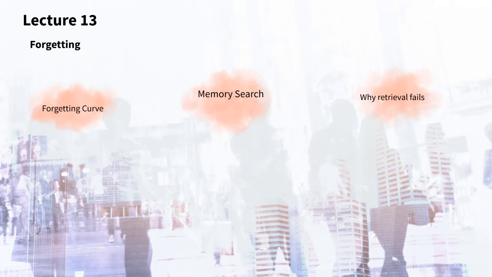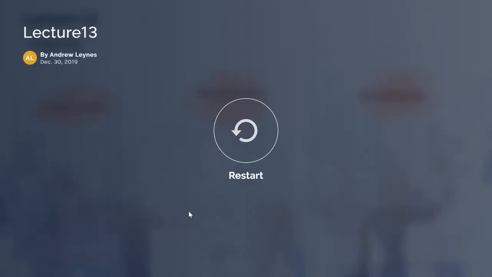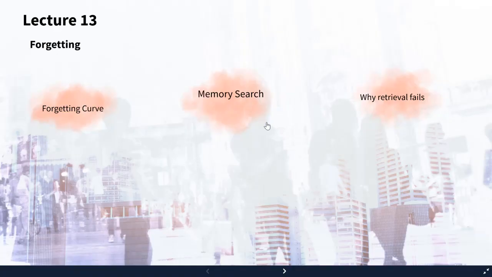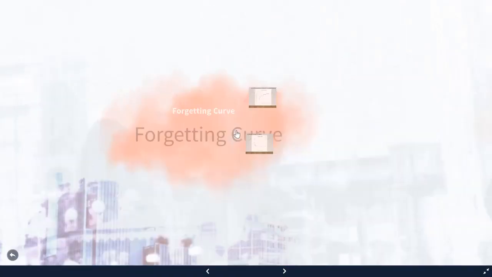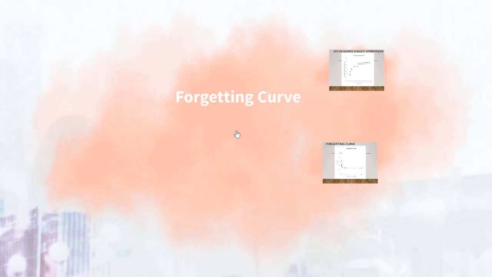PSY213 class, this is lecture 13, forgetting. And forgetting, obviously we're talking about once you have something in long-term memory and you go to retrieve it and it's not there, you forget. This begins with a discussion or introduction to Ebbinghaus.